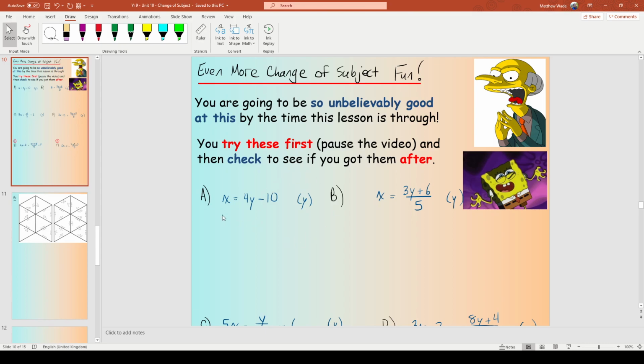Okay, so the first one, jot this down. x equals 4y take away 10. And we want y to be the subject. Cool? If you know what you're doing, pause, go. Okay, and if you're with me, let's do it.